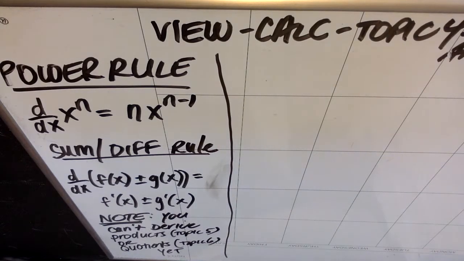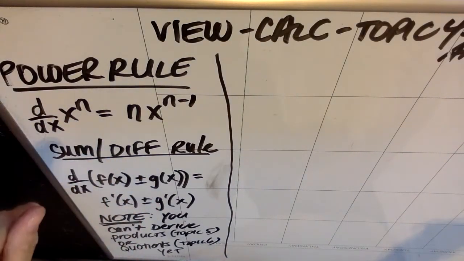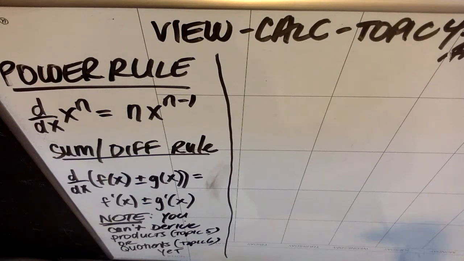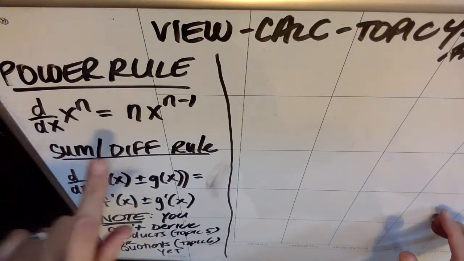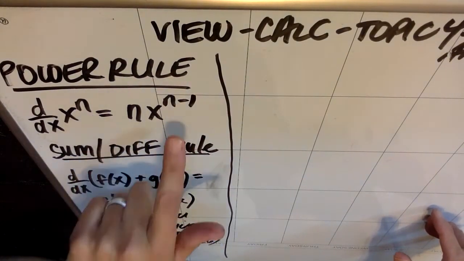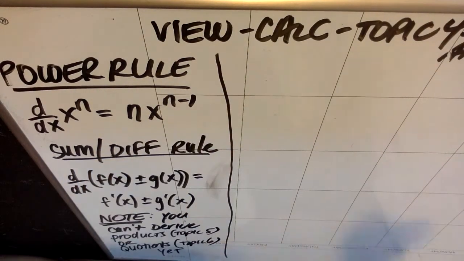So if you have some function x to the n, the derivative of that function with respect to x, the way we write that is d dx, take the derivative, that tells you to differentiate with respect to x, is n x to the n minus 1. Meaning whatever the power is at the top, you drop that power down in front and make it a coefficient, and you lower the power by 1.